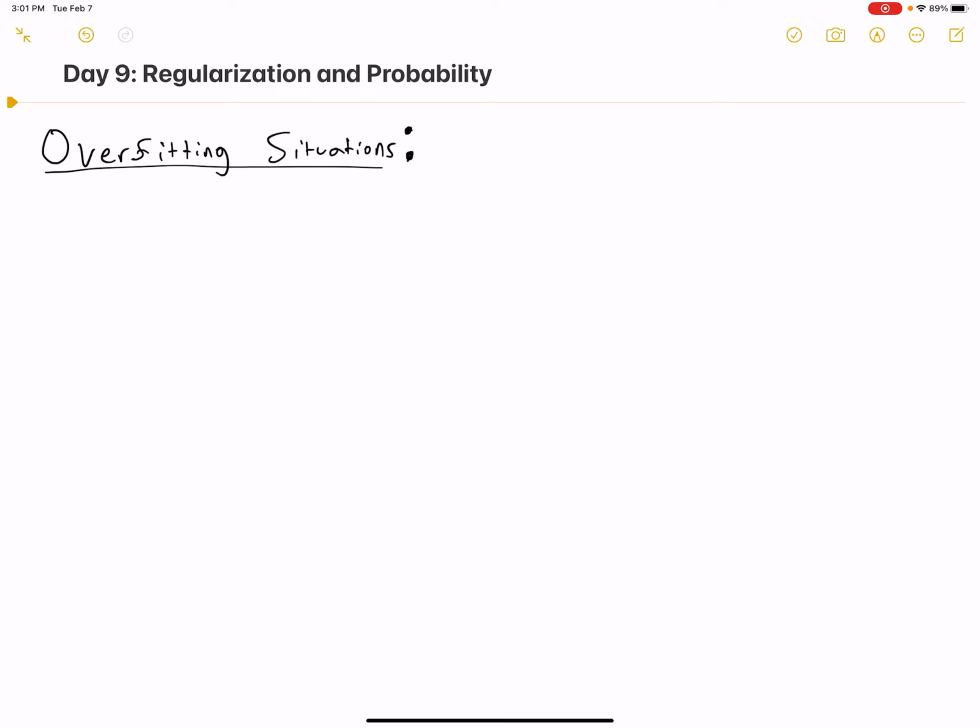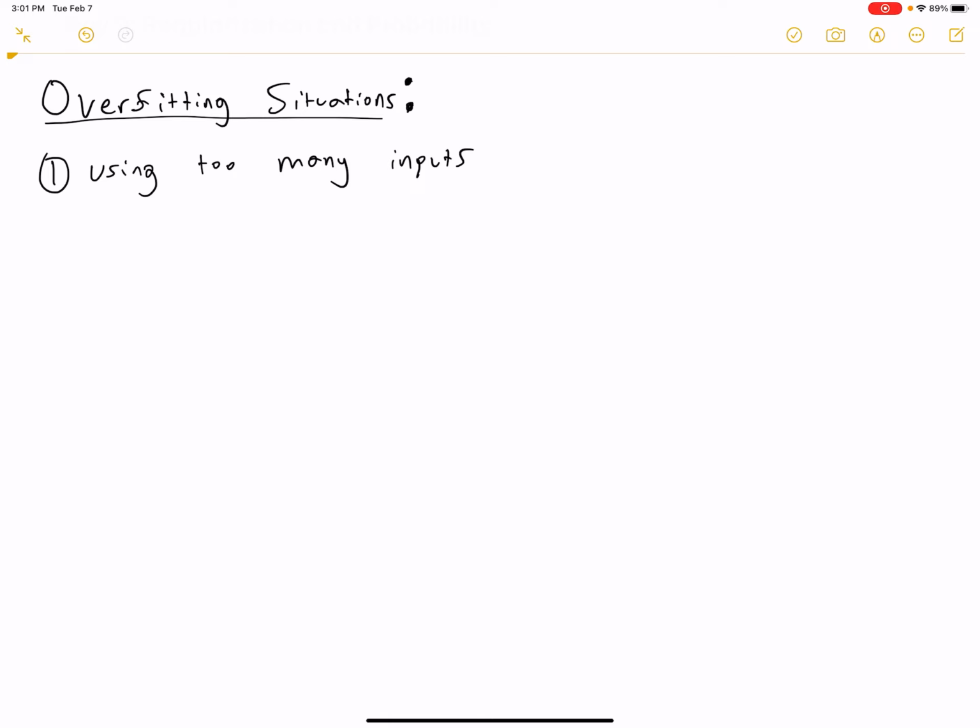And to motivate regularization, I want to talk about a few of the situations that can lead to overfitting. So one type of situation that could lead to overfitting is using too many inputs. So let's look at an example, and I'm going to use a non-health example. I'm going to try really hard in the next few classes to make all my examples outside of health. And so for this one, I'm going to go back to the sentiment analysis classification example we were doing.